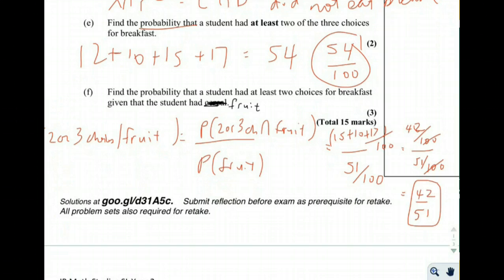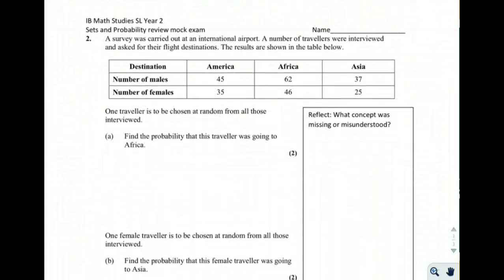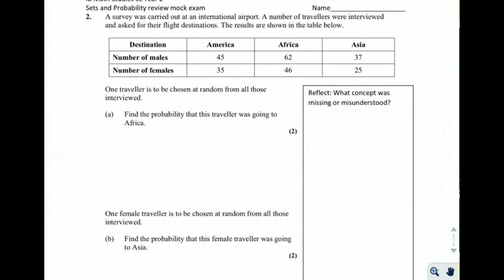42 divided by 51. Okay? Next problem, number 2. A survey was carried out in an international airport. A number of travelers were interviewed and asked for their flight destinations. The results are shown in the table below. Let's see. So it's divided into males and females and where they were going.